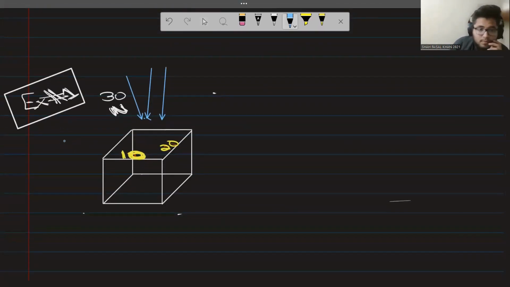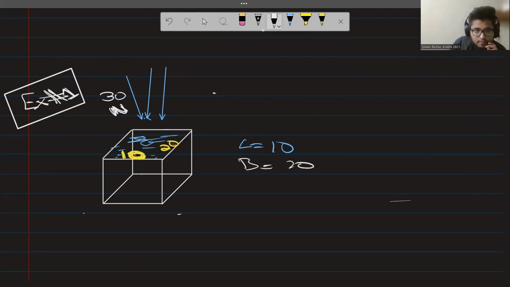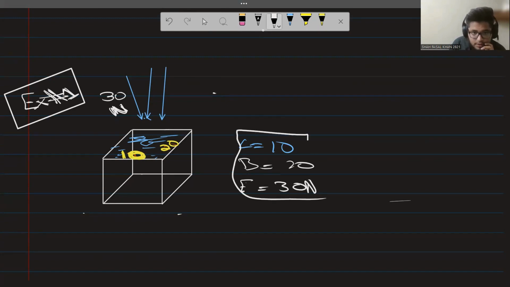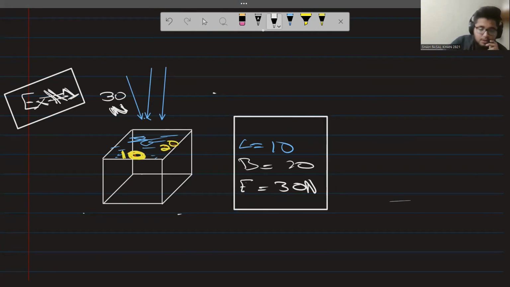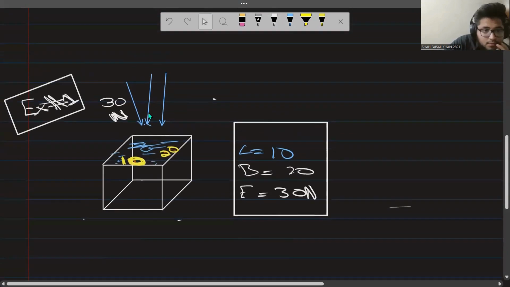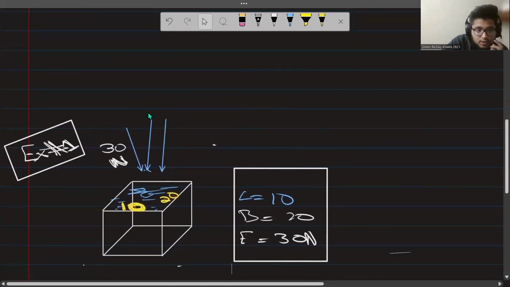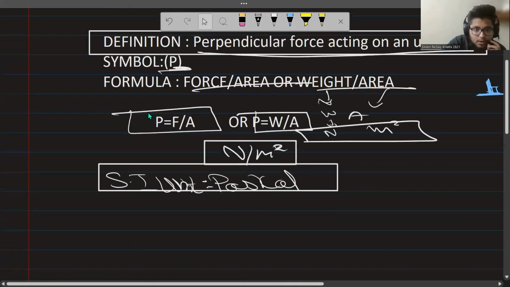In this question, this area is given, which has a length of 10 and a breadth of 20, and the force applied is 30 Newton. This is the data given in this question. We have to find the pressure applied on this area.